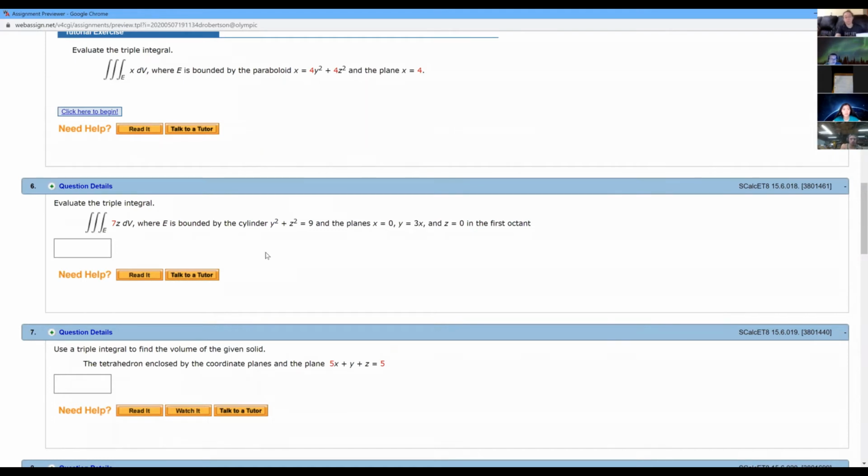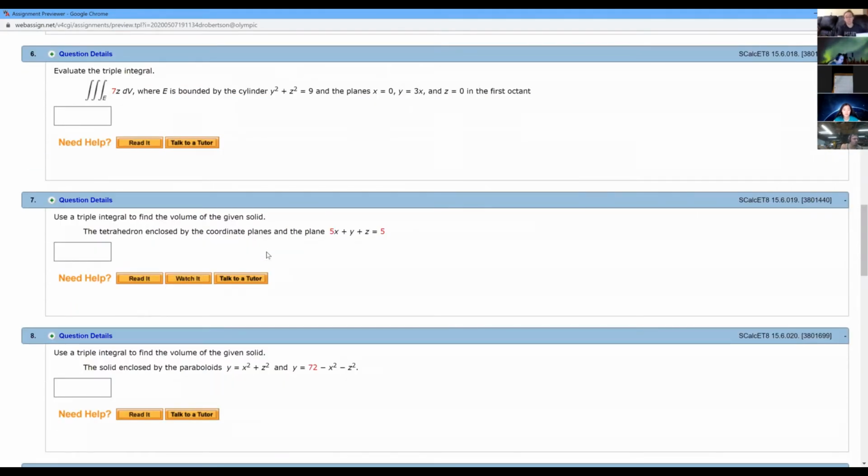Now let's look at the setup for this one. We're going to do a triple integral over some region E, and the function itself isn't that interesting. It's just 7z dV, and it's a volume. And we have a cylinder called x squared plus z squared equals 9. And we have some planes going on. We have x equals 0, y equals 3x, and z equals 0.